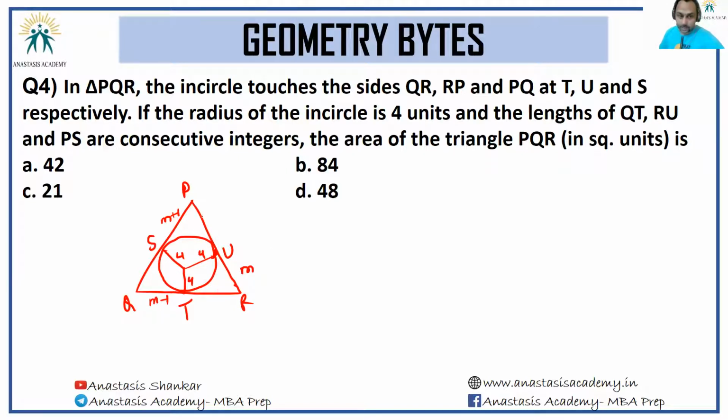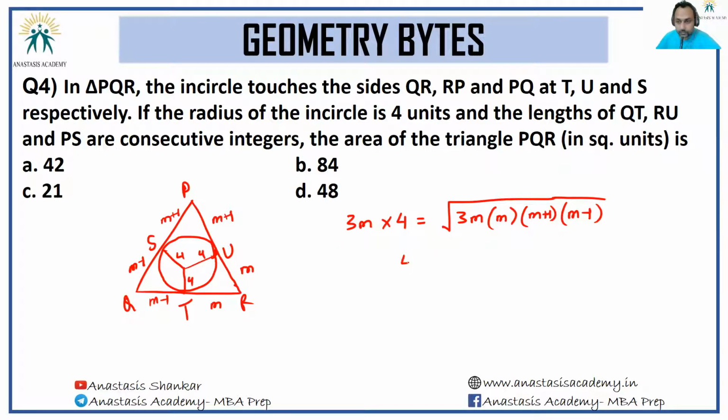There is a mathematical way of doing this, and there is a smart way of doing this. The mathematical way I will do first. It would be inradius into semi-perimeter, which is the area. If this is m minus 1, this will be m minus 1, this will be m plus 1, this will be m. So the semi-perimeter will be m minus 1 plus m plus m plus 1, so 3m. Semi-perimeter is 3m. 3m into 4 is equal to under root of 3m into 3m minus 2m, so m, into 3m minus 2m minus 1, so m plus 1, and finally 3m minus 2m minus 1, so m minus 1.